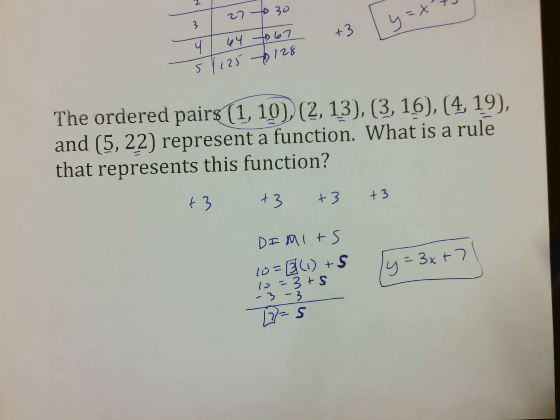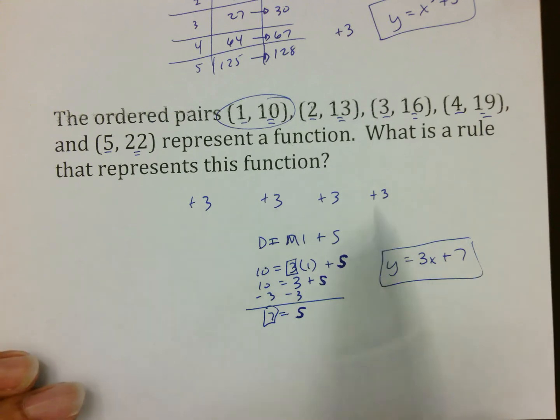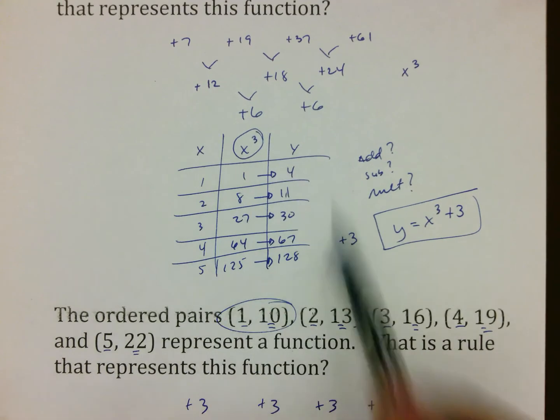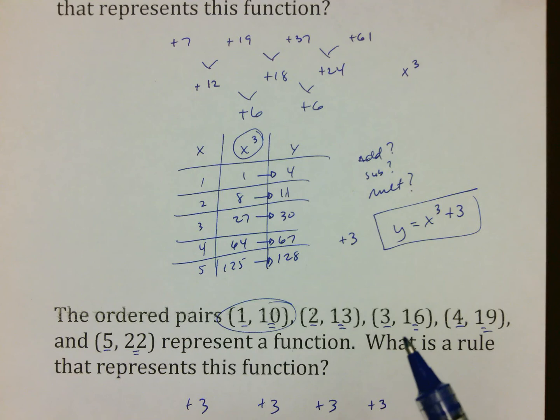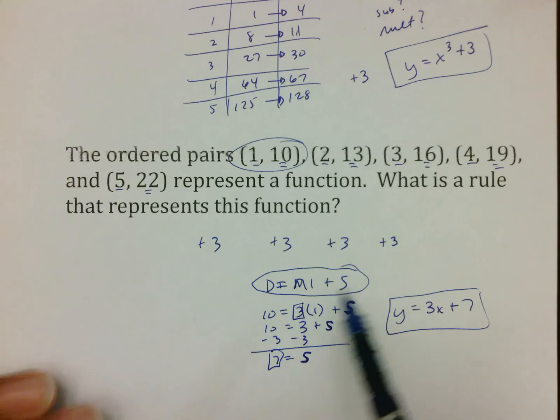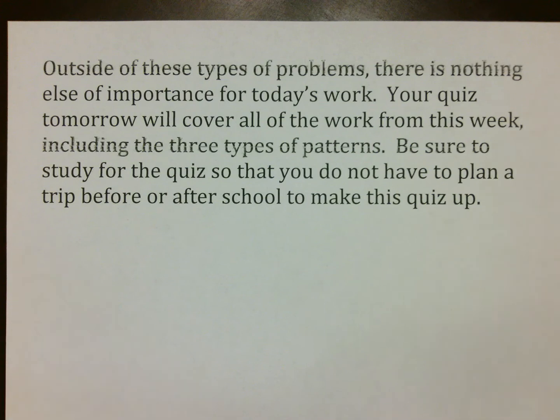So I did the third one just to make sure you understand that whenever you get an immediate match, you have to use this process to find it. Whereas if you don't get an immediate match, that's why we use the table. Now you could use the table if you wanted to, but I think it's easier to get it done the way that you learned the other day, which means that this is probably the best idea. Alright, so outside of these types of problems, there's really nothing else of importance for today's work.